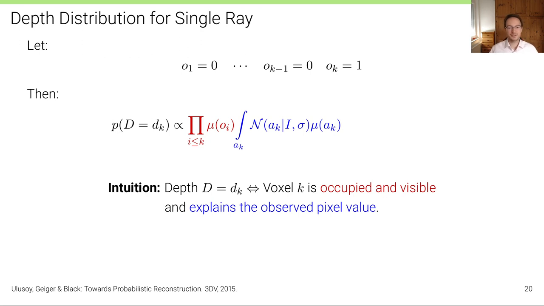It doesn't require summation over very large state spaces, but it just requires an integral over a one-dimensional variable now and a product over several of these terms. But it doesn't have this exponential complexity from before. And the intuition of this term that we have derived is also very simple. The depth d is equal to d_k exactly if voxel k is occupied and visible. This is the first term. Remember again that this is what we have considered. In this case, this corresponds to voxel k is occupied and visible. And the second, the blue term, simply says that it should explain the observed pixel value, right? So for that first occupied voxel, a_k should be close to I, because then this probability here is large.